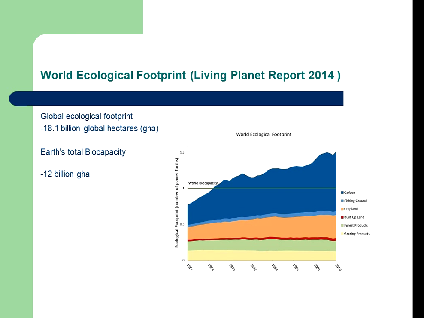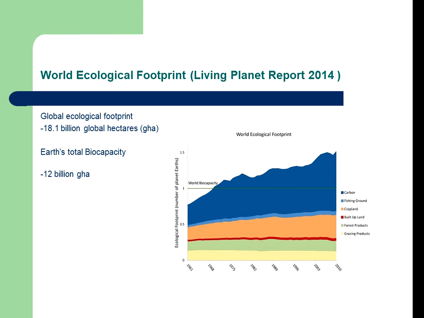World Ecological Footprint, Living Planet Report 2014. According to this report, it shows that 1.5 Earths would be required to meet the demand humanity makes on nature each year. Between 1970 and 2010, the population sizes of vertebrate species have dropped by half.